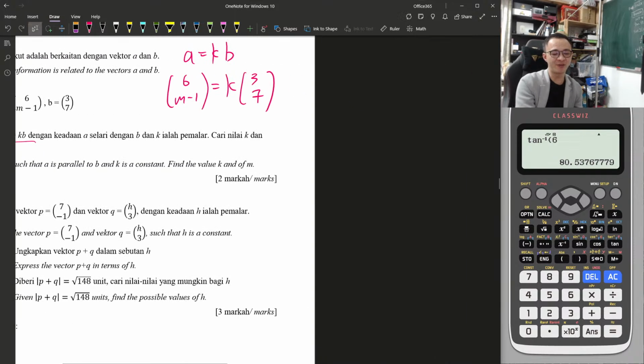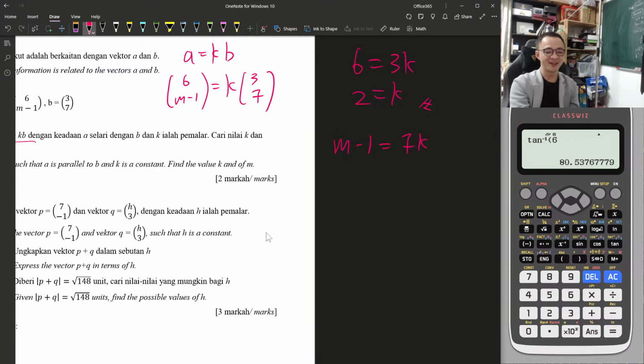So from here, I have two equations, one from the top, one from the bottom. From the top, 6 equals 3k, and k equals 2. Done. Then another one, n minus 1 equals 7k. Since k equals 2, it is 7 times 2, which is 14. So n equals 15.